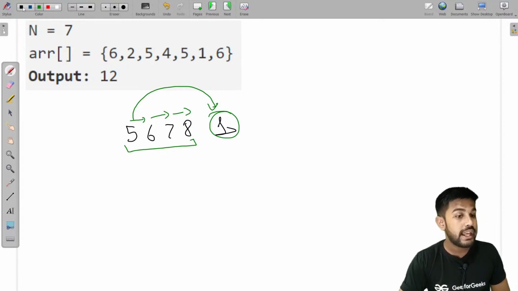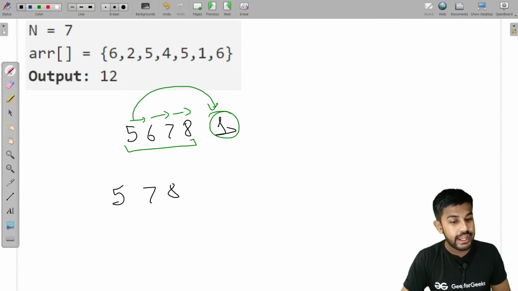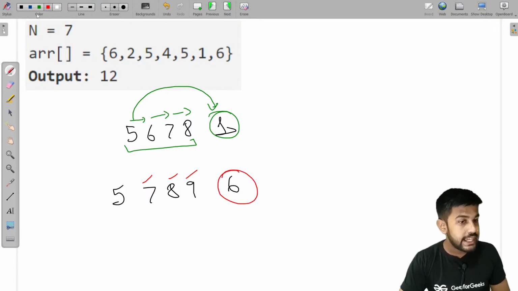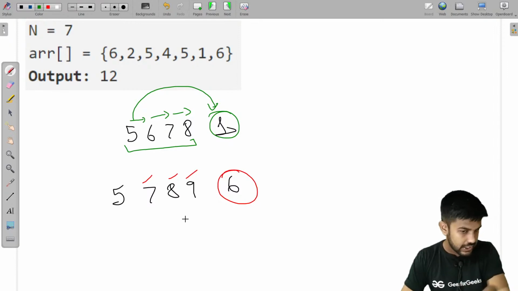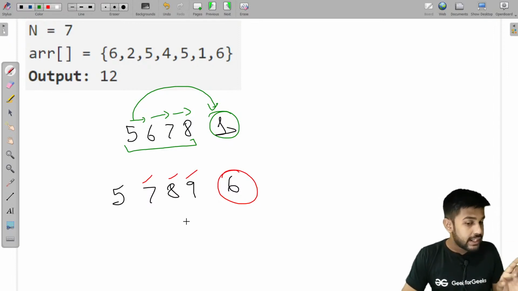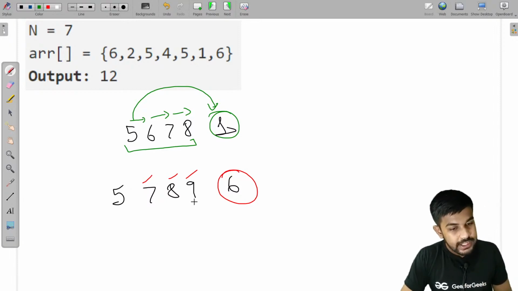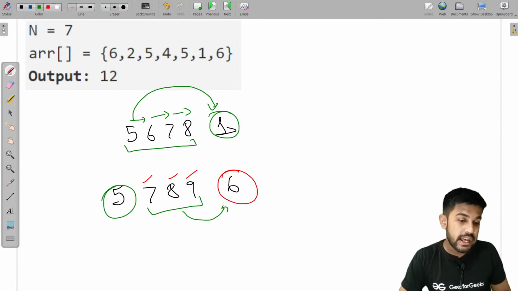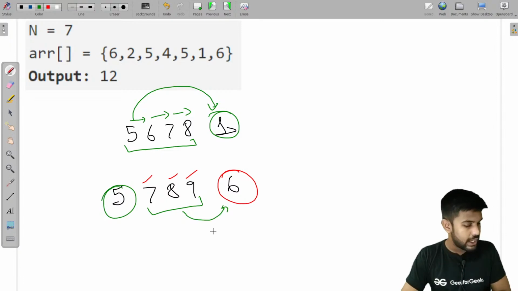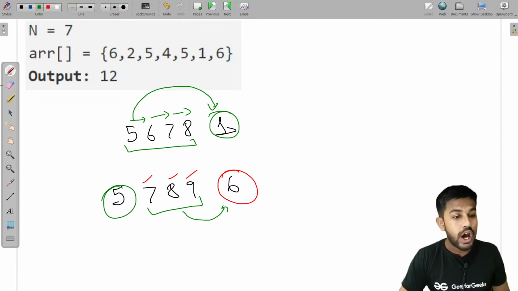Now suppose the elements are like this: 7, 8 and 9, and this is just 6. So we can say that 8 is greater than 7 and 9 is greater than 8. Then we encountered 6. So we can say the numbers which are greater than 6 and are already there have 6 as their next smaller element. All these elements have this as the next smaller element, and this element's next smaller element is nothing.